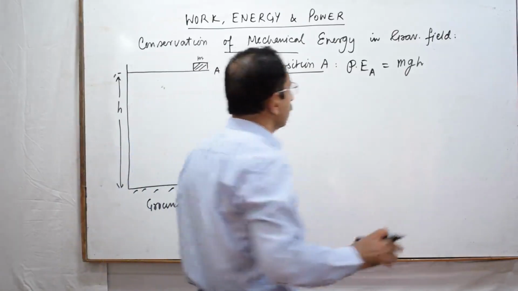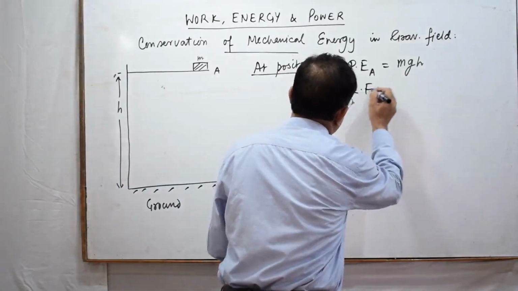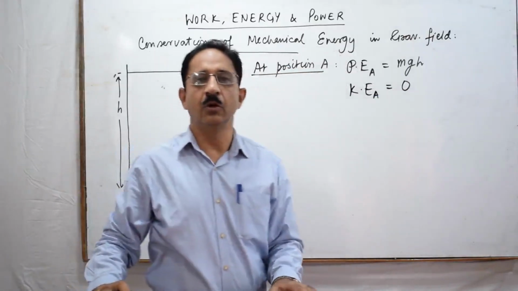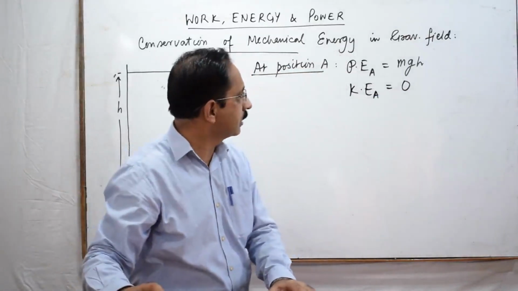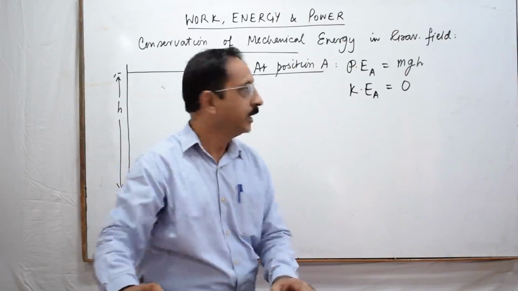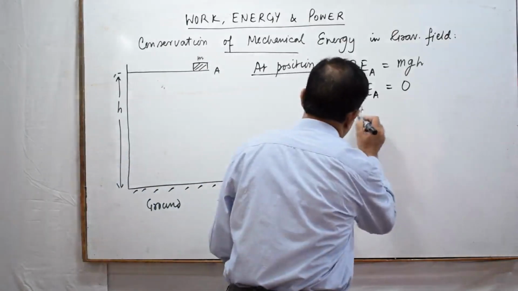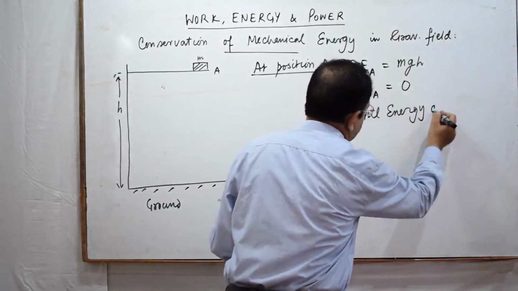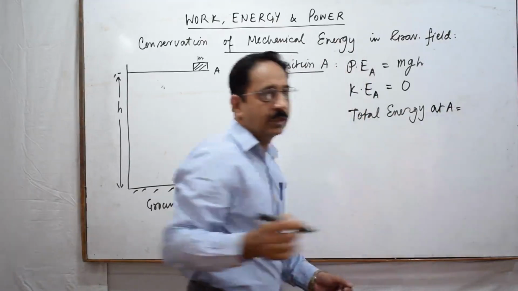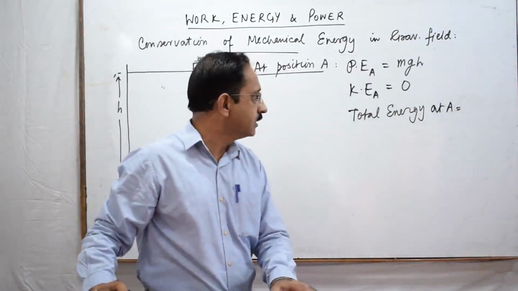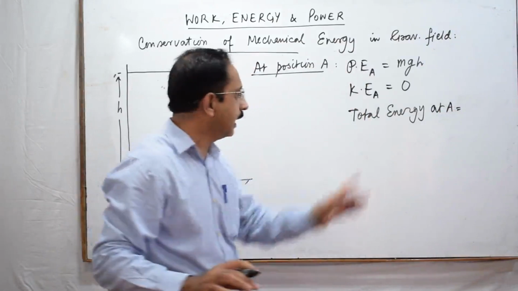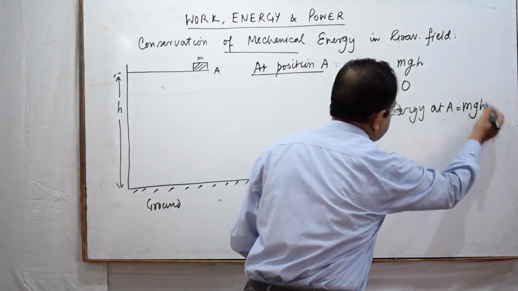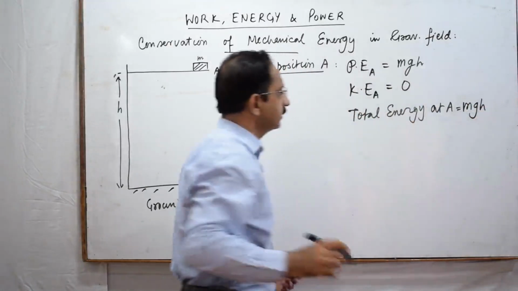Now, if I further go and find out what is the kinetic energy of the object at position A, my answer to this is 0 because the object is at rest. Kinetic energy, you understand, is 1 by 2 mv square. Now what about the total energy? So if I say this is the total energy at A, I am referring to mechanical energy. मैं sound या heat या बाकी सब energies को exclude करके सिर्फ mechanical energy की बात कर रहा हूं, and that mechanical energy will be the sum of potential energy and kinetic energy. So it is mgh plus 0, that is mgh.